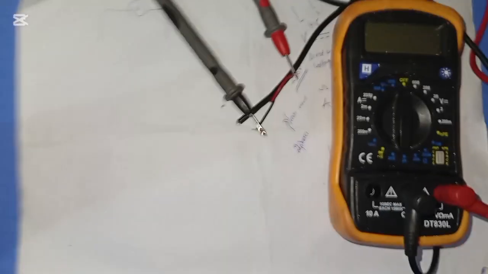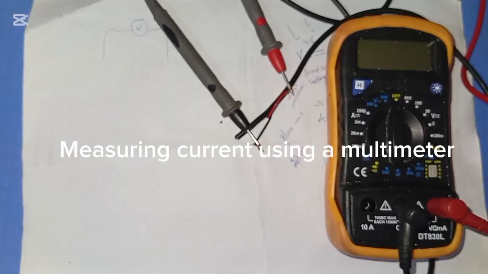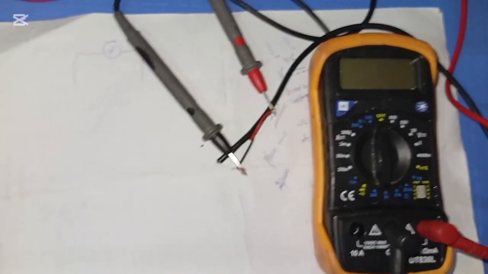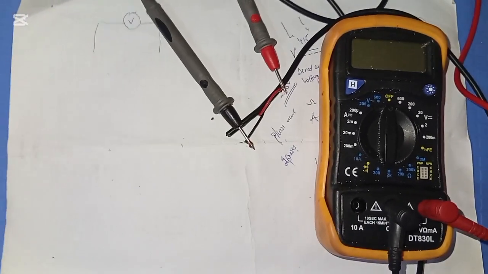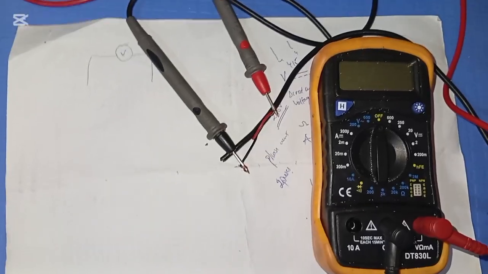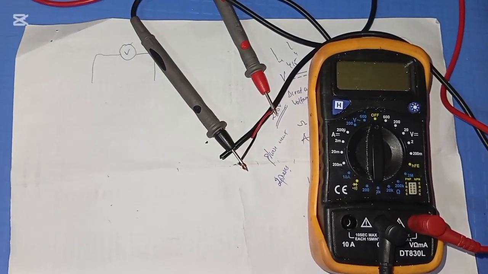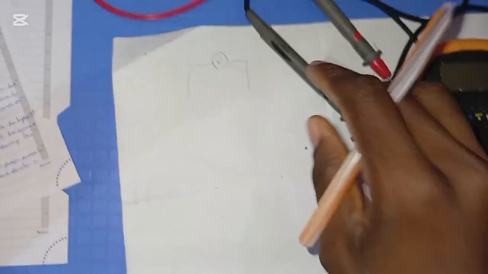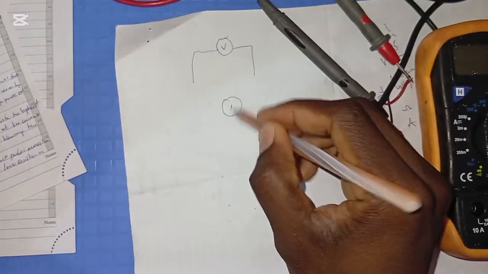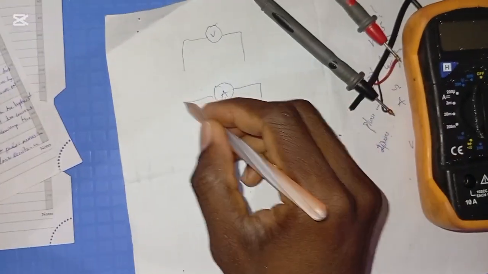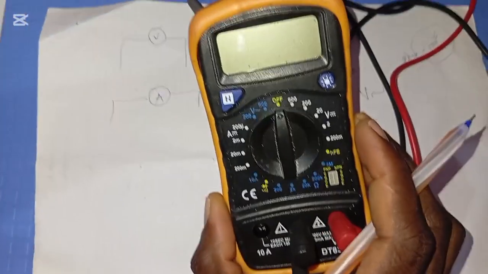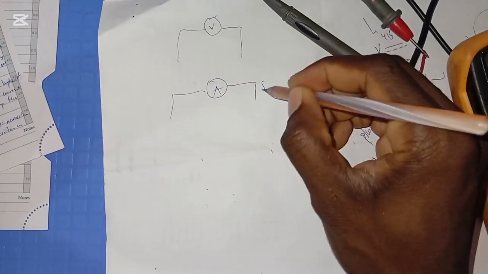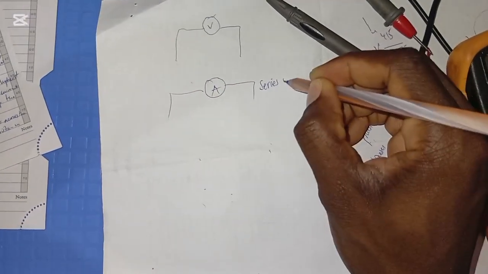Number 2 is measuring current. What is current? Current is the flow of electrons. So we need to measure the flow of electrons in the circuit. How can someone measure current? There is an instrument known as an ammeter. An ammeter is inserted in this multimeter. So this is always connected in series in the circuit.